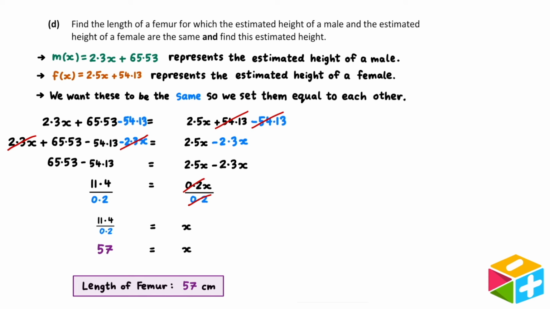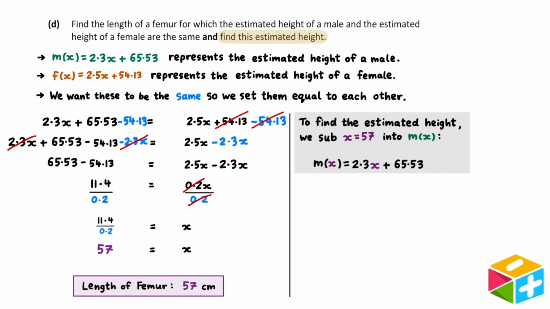So we found the length of the femur where the estimated height of a male and the estimated height of a female are the same. We're also asked to find this estimated height. To do this, we can sub in the 57 we found into the function m of x is equal to 2.3x plus 65.53.